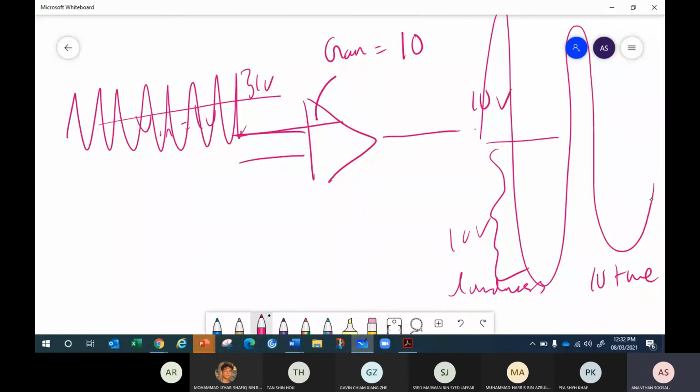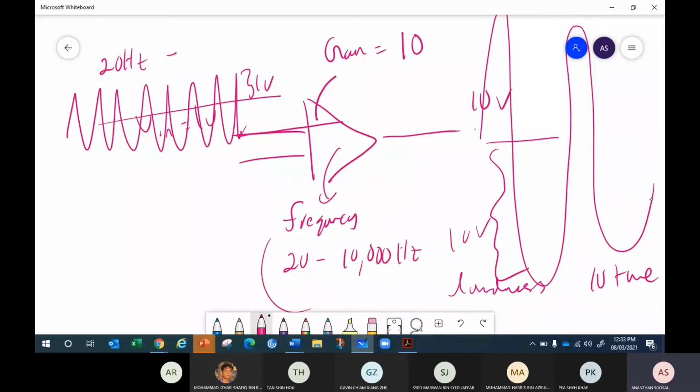But this operational amplifier has a certain frequency response. Let's say the opera singer sings from 20 hertz, and let's say the frequency range of the op amp is 20 to 10,000 hertz only. Okay. Meaning what? This range, 20 to 10,000 hertz, is called bandwidth.